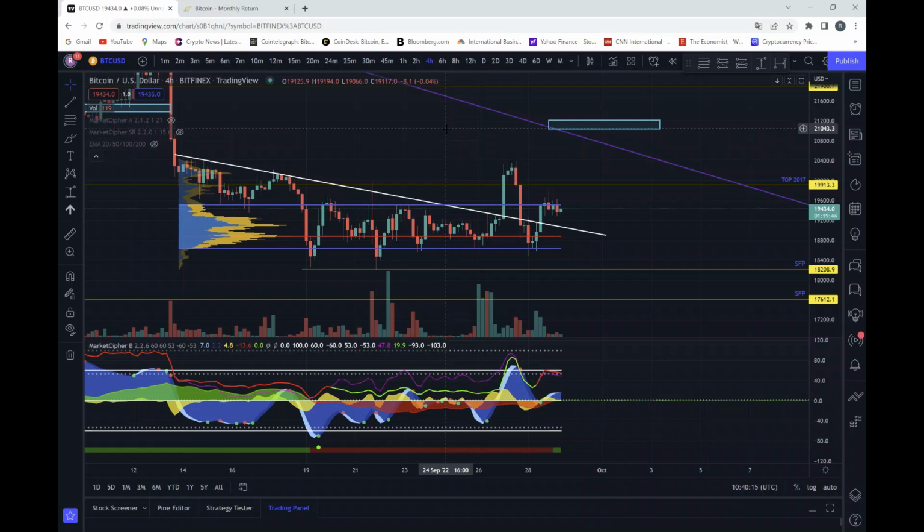So far in the macro, I still think that putting in a short is most likely going to play out more profitable than a long, just because of that macro perspective of where we are right now.